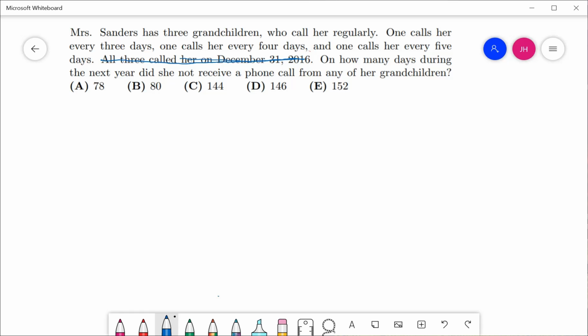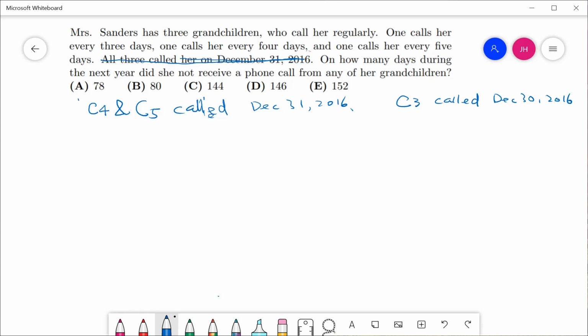So let's say we know the second and the third grandchildren called her on the last day of 2016. Let's call that C4, meaning the grandchild who calls her every 4 days, and C5. So they called her. We still keep them aligned. Called her on the last day. They called on December 31st, 2016. And unfortunately for us, the first child, let's call that C3, called her the day before. So let's say C3 called her on December 30th, 2016. So this is our new problem. They are no longer aligned.